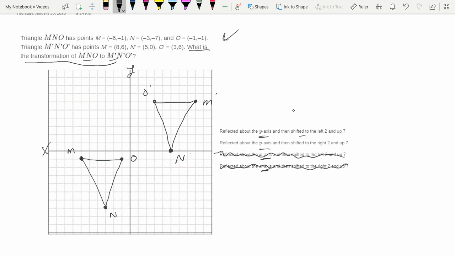So I'm going to say those aren't it, let's mark those off. You guys have those little buttons on Summit, right? Put an X right there and mark those off. So we'll make those dim. I know it's going to be one of the y-axis ones. So let's just reflect across the y-axis here.